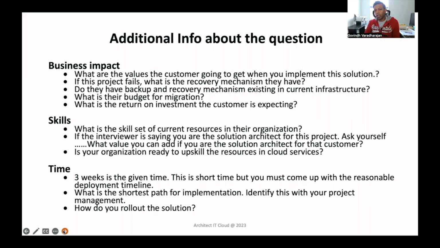And you must always tell your interviewer that I need to talk to the project management to understand the shortest path to implement this solution, depending on the resources and time availability. And also, once after gathering all this information, you must provide how you can roll out this solution, right? It is not like a one day task of just moving everything into the cloud. So you can provide the details on how you can roll out the solution.